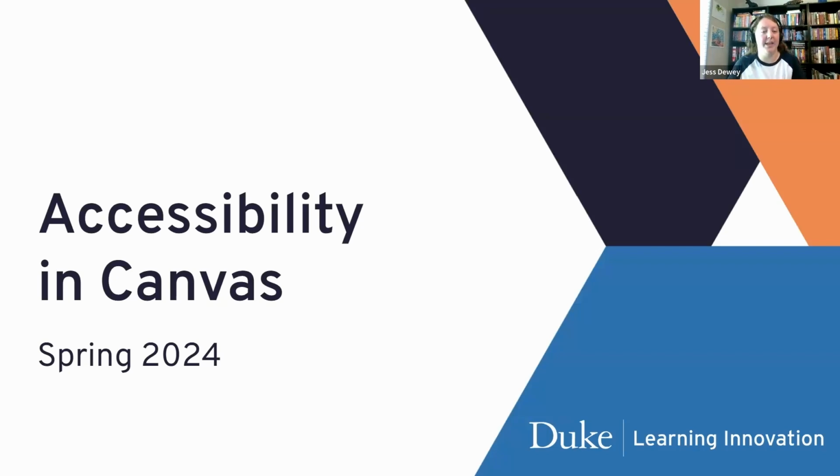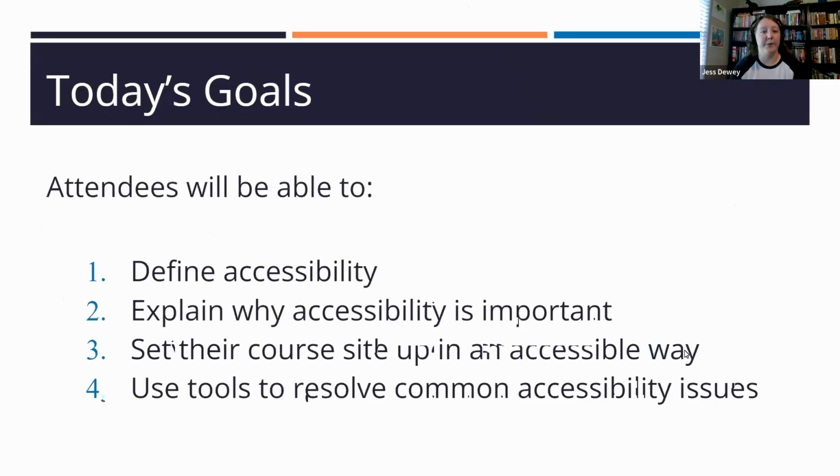I am Jess Dewey. I'm a STEM teaching consultant with Learning Innovation and Lifetime Education, and I will be running you through the content for today. We have a few goals to get through, so by the end of this session, we would like you to be able to define accessibility, explain why accessibility is important, set up your Canvas course site in an accessible way, and use a couple of different tools to help resolve common accessibility issues that you might find in your course.